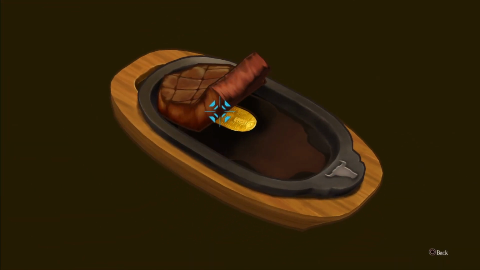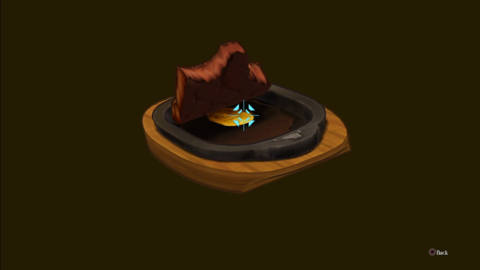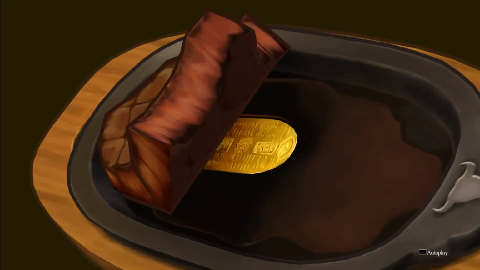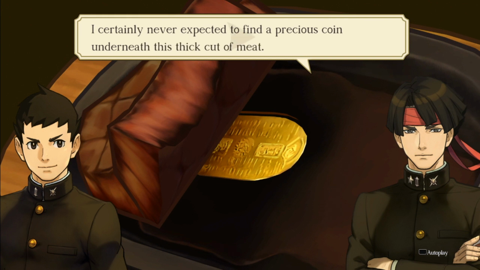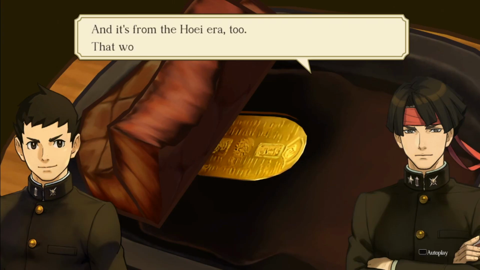Should we look at the coin itself, or is it even any different? Oh, we can. I certainly never expected to find a precious coin underneath this thick cut of meat. And it's from the Hoi era too.